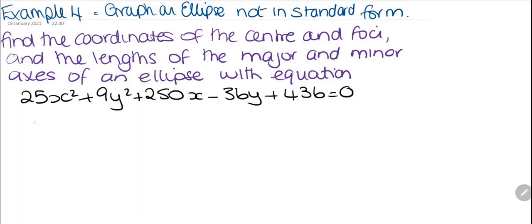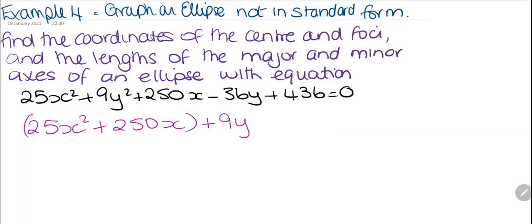So 25x squared plus 250x plus 9y squared minus 36y. And I'm going to rewrite this 436. I'm going to take it to the other side, and it's going to be minus 436.